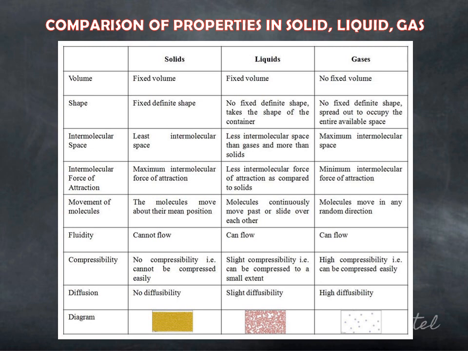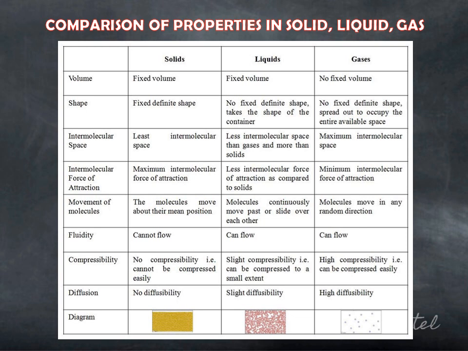Intermolecular space. The least intermolecular space is there in solid because the molecules or atoms or particles are closely packed together. In liquid, the intermolecular space is more than solid but less than gases. Intermolecular force of attraction is maximum in solid, less in liquid than solid, and least in gas. Gases have minimum intermolecular force of attraction.